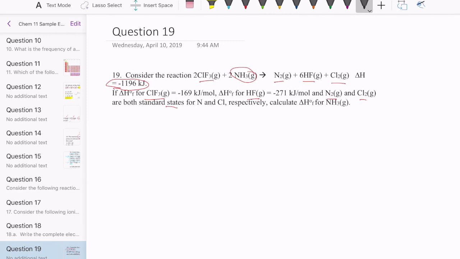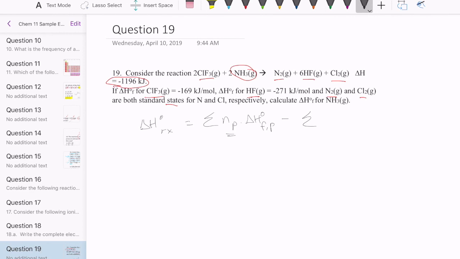And the formula is, if you want to calculate the enthalpy change of a reaction, you can take the difference between the sum of the enthalpy of formation of the products, multiplied by the coefficient of each product, minus the sum of the enthalpy of formation of each reactant, and then again the same thing, multiply by the coefficient of the reactant.